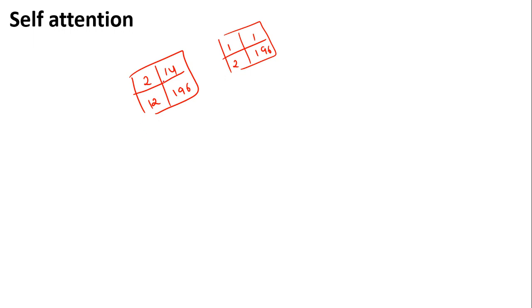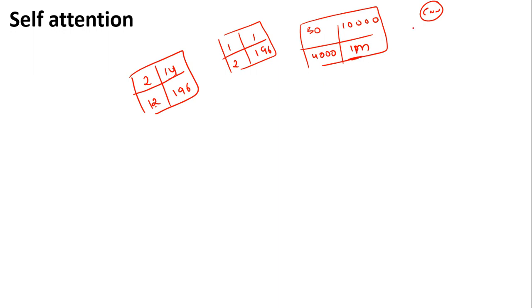Let me just do matrix multiplication for all this. 2 into 1 plus 14 into 2, I'll get 30. 2 into 1 plus 14 into a number I don't know, so let me write some big number like 10,000. 12 into 1 plus 196 into 2, let me take this as 4,000 just for simplicity. 12 into 1 plus 196 into 196, let me take it as 1 million. So I got this vector. If you are aware of CNNs, whenever you do max pooling, we get the feature which is 1 million.